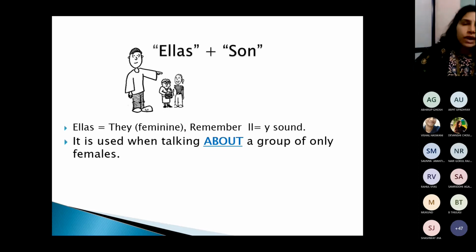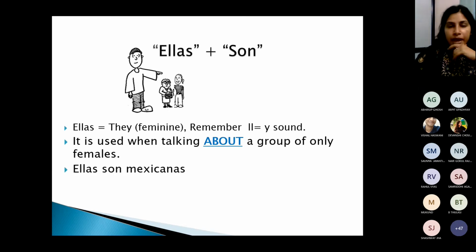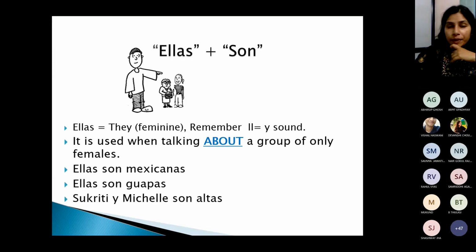Again, ellas son. With ellas, we will be using son. It's the same thing, okay? With ellos, we used son. With ellas also, we will use son. Ellas son mexicanas. Ellas son guapas. Sukriti y Michelle, I just named them. Sukriti y Michelle son altas, no? If I'm only using one person here, Michelle, for example, Michelle es alta, and when I'm using two people, then it will become plural.